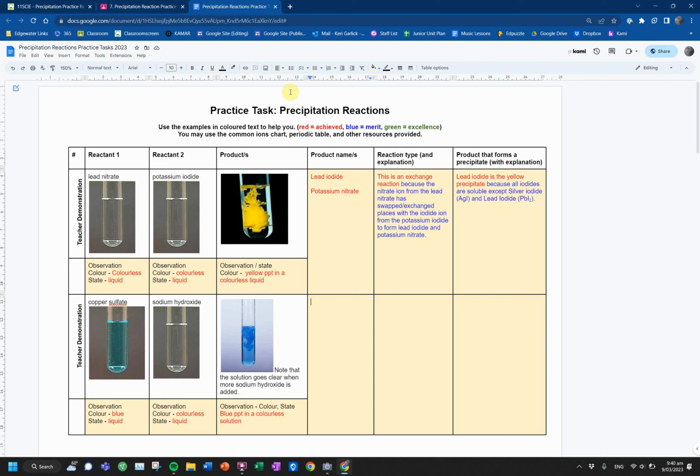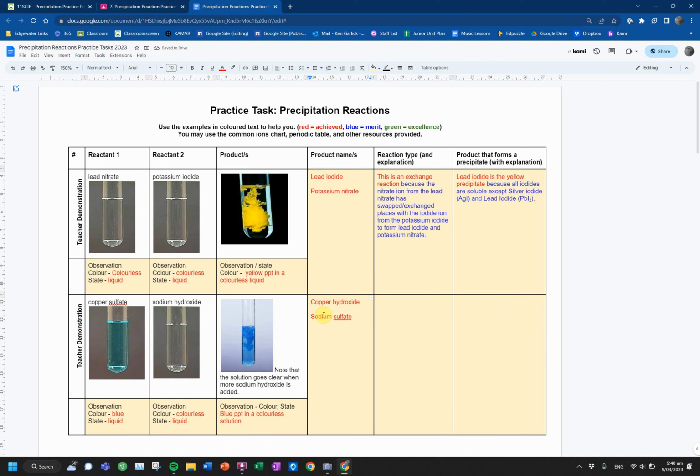Things to keep in mind when we are looking at the products. Copper sulfate is one reactant and sodium hydroxide is the other reactant. I'm going to swap around my cations to figure out my products. If I take the copper from copper sulfate and swap it over, now I have copper hydroxide. And then what's the other one? Sodium sulfate.